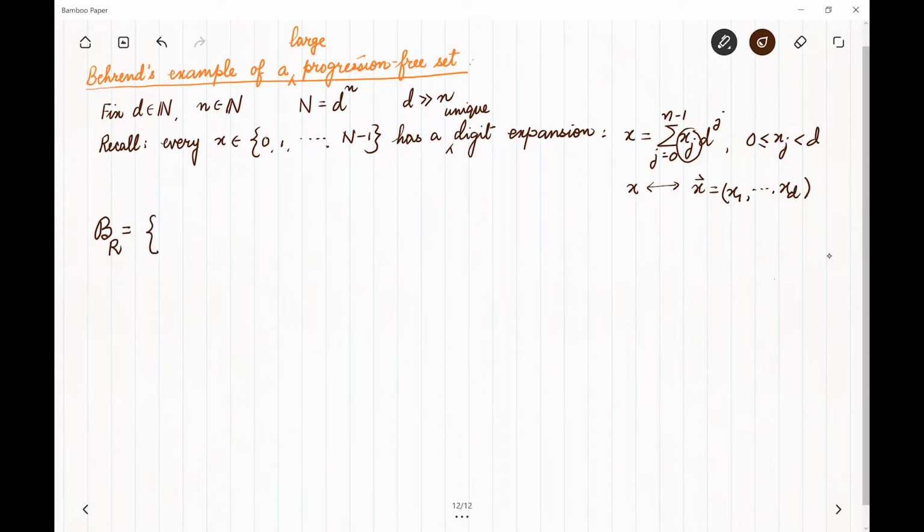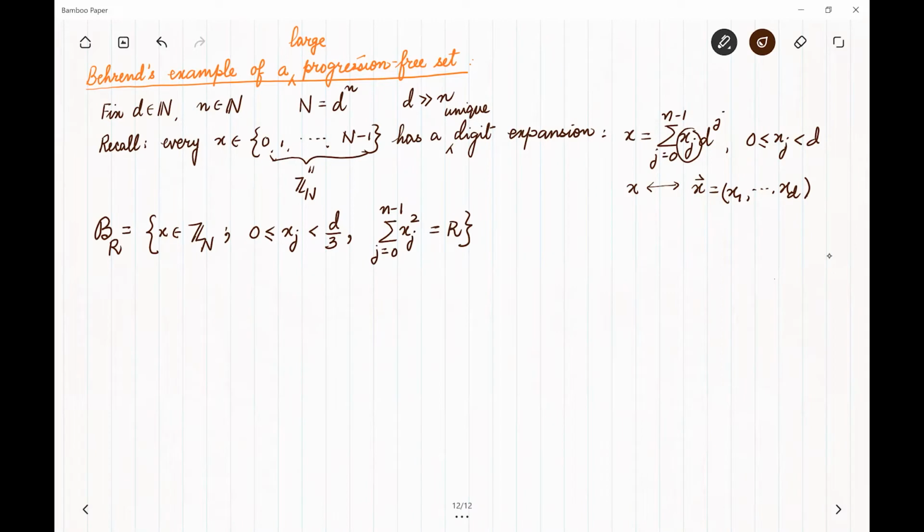So B sub r is the set of all integers x in Z_N such that each of the digits that constitute x don't go all the way. They maybe stop at, let's say, d over 2 or d over 3, and you will see in a moment why. But here's the important part: when you look at the summation of x_j squared, the sum of squares of the digits, that equals capital R. So I want us to understand this. These are all the integers whose digits lie on a sphere of radius square root of R.